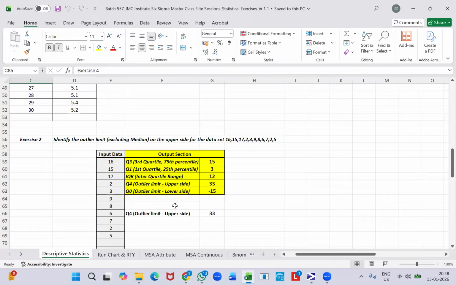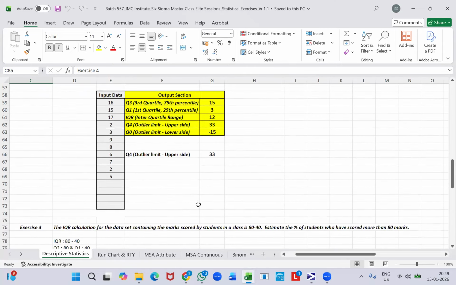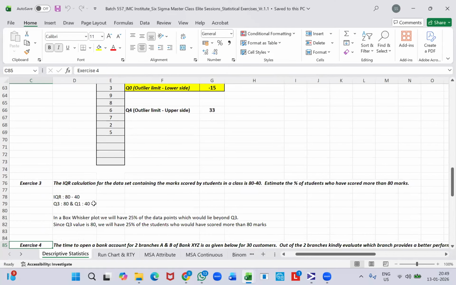Once we do that, we can see the answers getting populated automatically in the output section. Once you have finished entering all the values in the input data column, we can pick the relevant answer from this output section. If they want you to calculate the Q0 value, the answer is there. Or if they want you to calculate the IQR value, we have the answer here. Whatever metric they ask you to calculate in that question, we can pick the relevant answer from this output section.